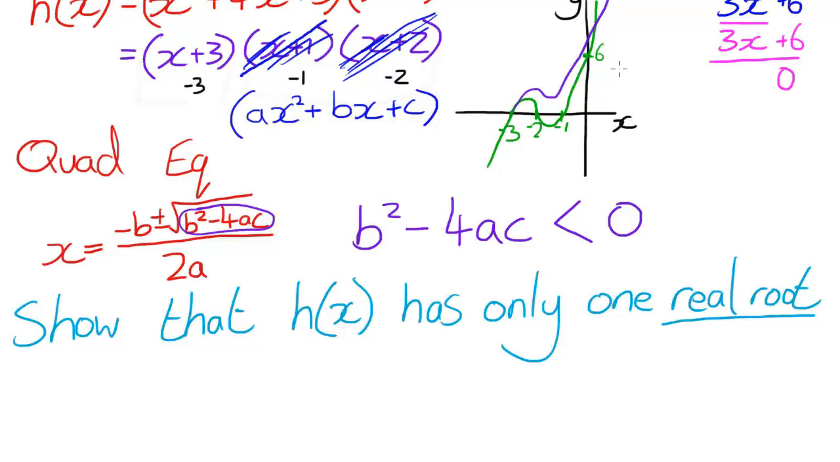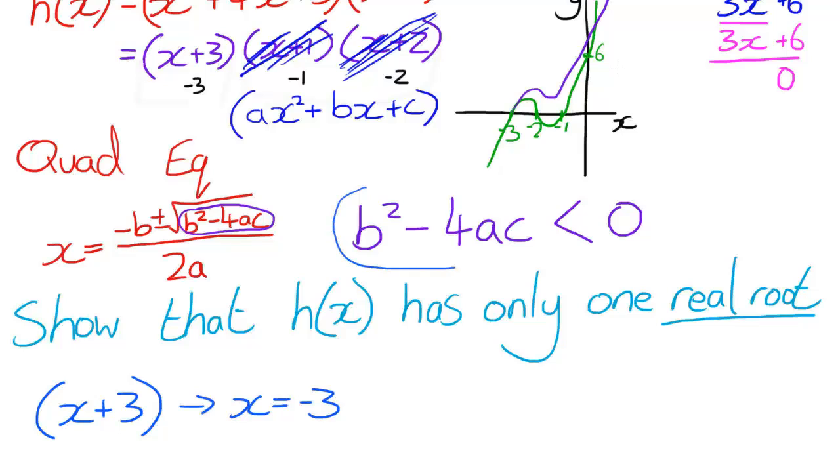So what you could say is that x plus 3 gives the root x is equal to minus 3. Then you would say that because b squared minus 4ac is less than 0, no real roots can be derived from this quadratic. No real roots can be found in there. So that's why it has only one real root. Hopefully that's given you a bit of an insight into real roots to do with polynomials.